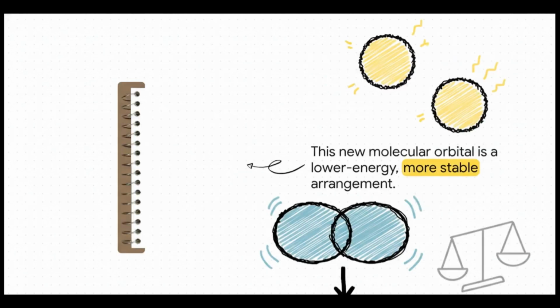So why do atoms even bother doing this? Well, this energy diagram tells the whole story. The separate atoms are at a higher, kind of jittery energy level, but when they combine to form that sigma bond, they drop down to a lower, more stable energy state. Nature is always looking for the most stable, lowest energy option. It's like a ball rolling downhill. So forming a bond is a big win for the atoms.